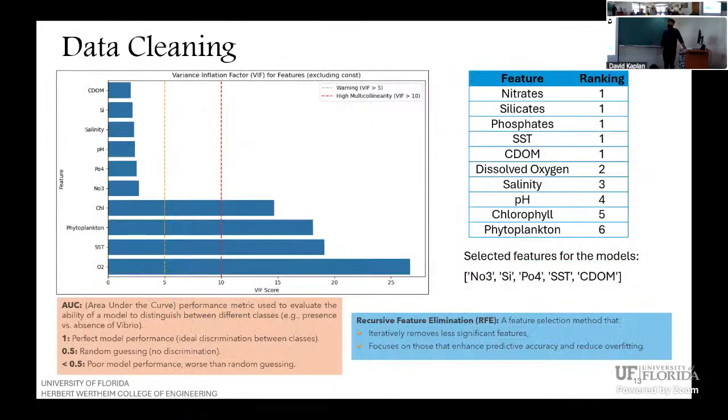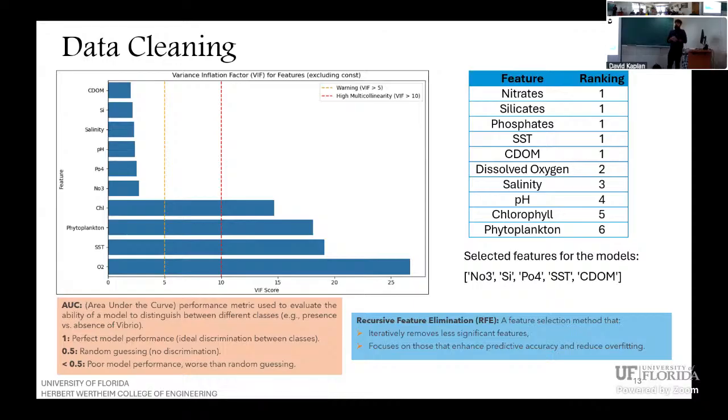So this is a part of the data cleaning. On the y-axis of the VIF plot, you can see the 10 variables: CDOM, silicate, salinity, pH, phosphate, nitrate, chlorophyll, phytoplankton, sea surface temperature, and dissolved oxygen. Why were these 10 variables taken? Because these were again the most common ones that have been linked with Vibrio habitat suitability. So that's why these 10 were taken.